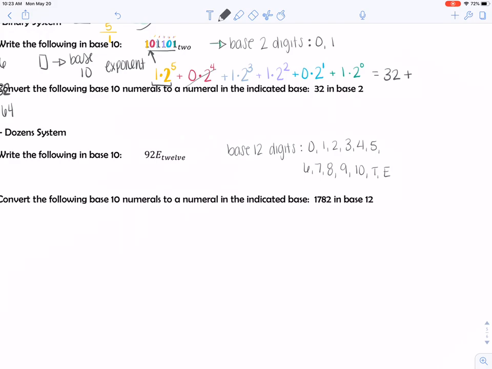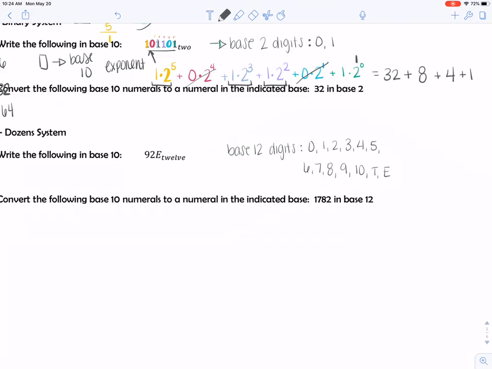1 times 2 to the 3rd. So I'm working on the next one. 2 to the 3rd is 8. 1 times 8 gives me 8. I'm going to have 1 times 2 to the 2nd. 2 to the 2nd gives me 4. Times 1 is 4. 0 times anything goes away. And remember, 2 to the 0 is 1. So 1 times 1 is going to give me 1.